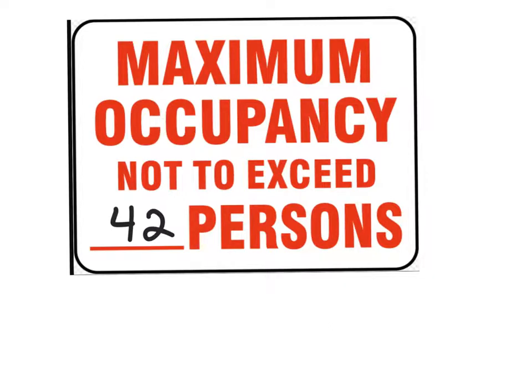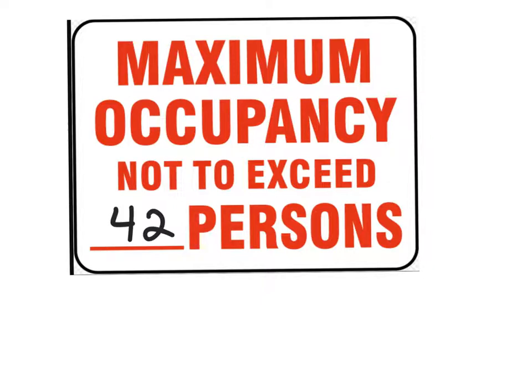Here's another common sign that you're going to see in different places, especially restaurants. Restaurants and different public places have to abide by the fire code, so you can't cram as many people as you can inside a restaurant. There's a fire limit, so there's a maximum of 42 people. Maximum occupancy not to exceed 42 persons.